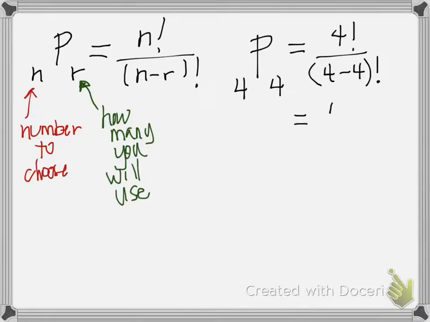So that gives me 4 factorial over 0 factorial. This is the only thing that's kind of weird. You have to know what 0 factorial stands for. And this is a fact. Sometimes in math we have facts that you have to learn, like your multiplication facts. 2 times 3 is 6. That's a multiplication fact. This is a fact. 0 factorial equals 1. 1 factorial also equals 1.